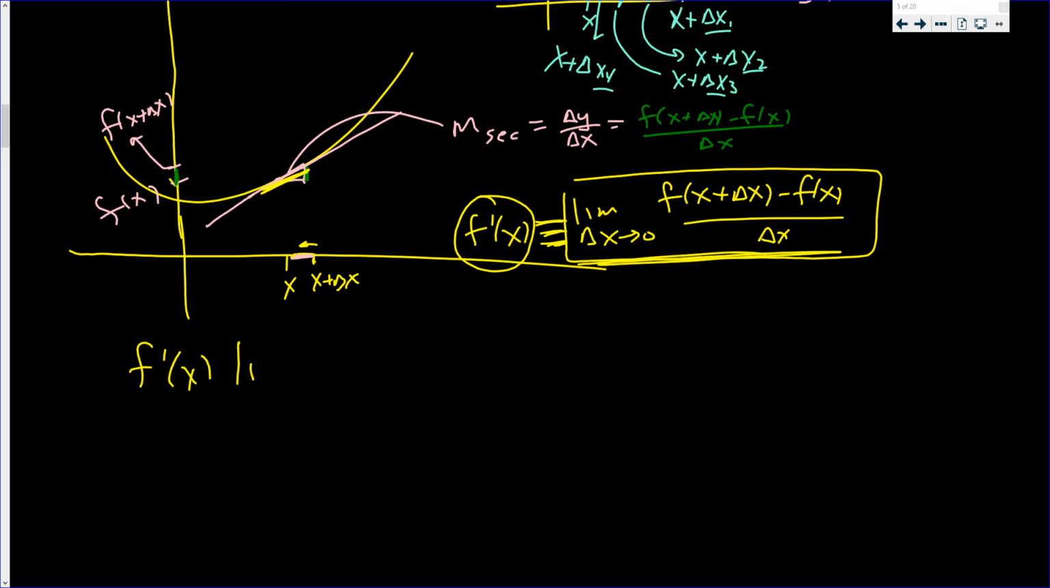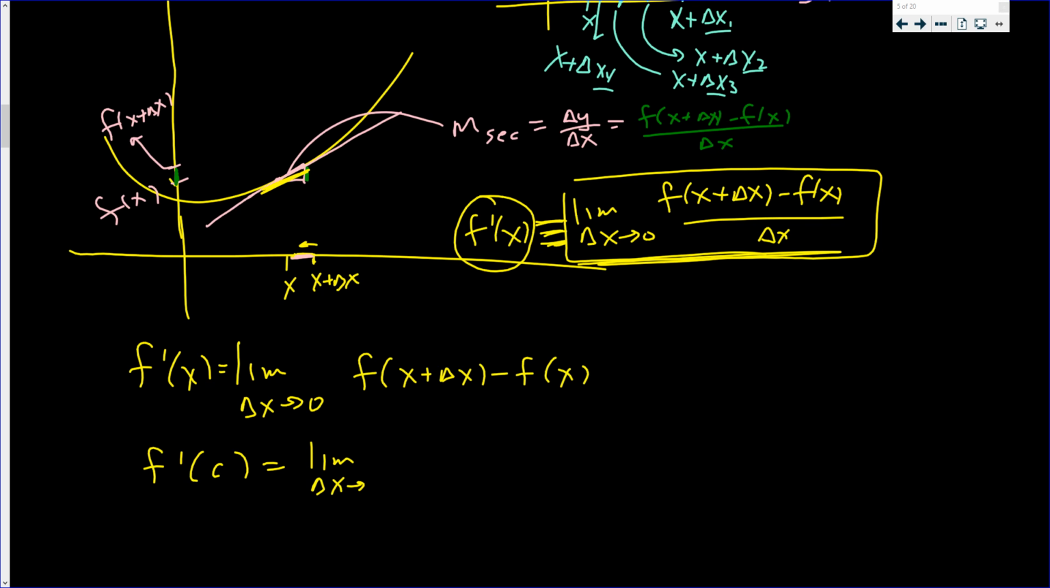And now we're going to derive the alternate derivative formula. f prime of x is the limit as delta x goes to zero of f of x plus delta x minus f of x. Well, if I replace x with c, that shouldn't change anything. Remember, delta x and x are not the same. So delta x goes to zero of f of c plus delta x minus f of c. Okay, so now I want to call that x. I'm going to say x is equal to c plus delta x.